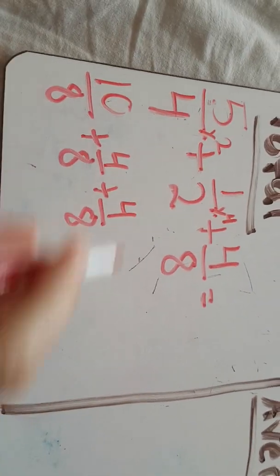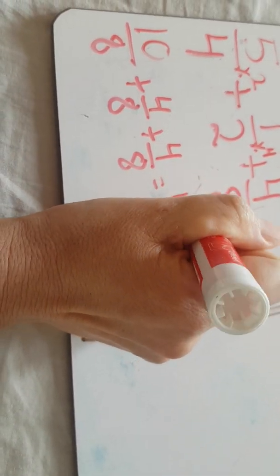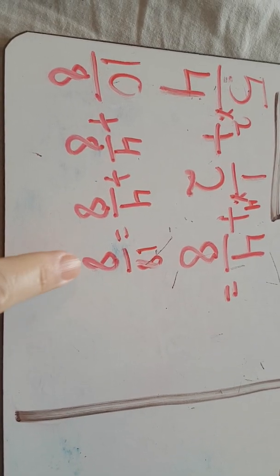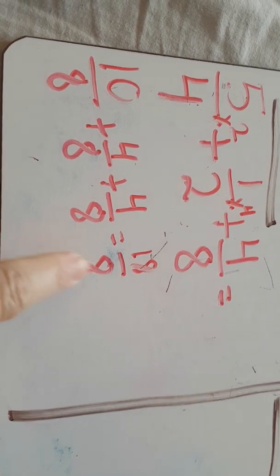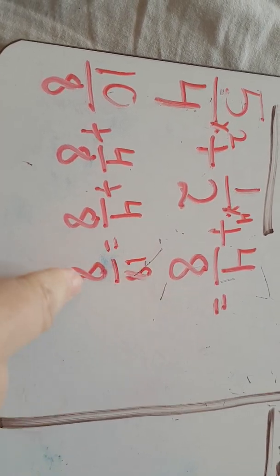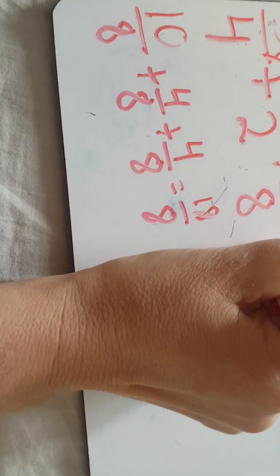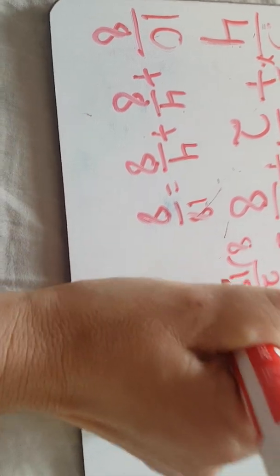Okay, so now I just add across. 10 plus 4 plus 4, 18 over 8. You are not done. A lot of you guys stop the moment you get to this point, but you have to realize that your top number is bigger than your bottom number. Okay, so that means I'm going to have to divide. 8 goes into 18 2 times.